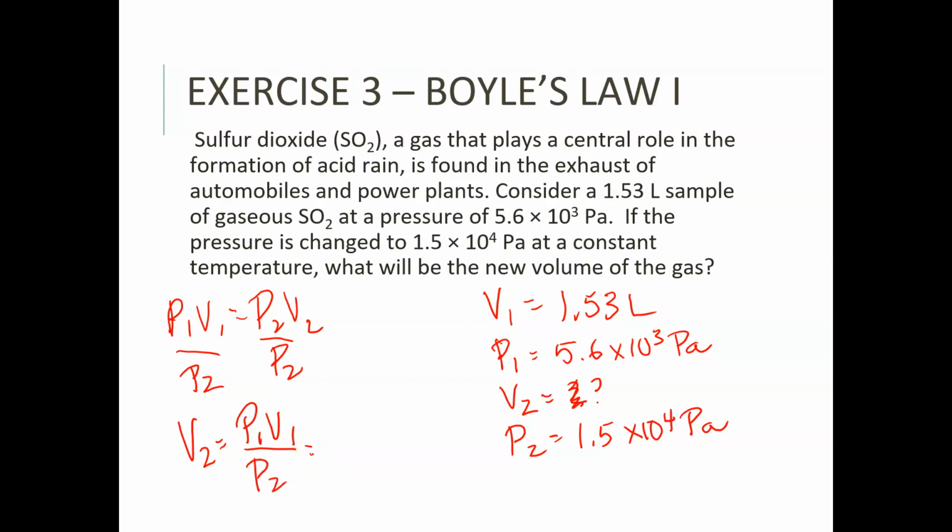So I plug and chug. This is 5.6 times 10 to the 3rd Pa times 1.53 liters divided by 1.5 times 10 to the 4th Pa. Pa cancels out, leaving me with units of liters. That's a good thing. And then we just plug and chug. So this is just now a solution. So we get 0.571 liters.